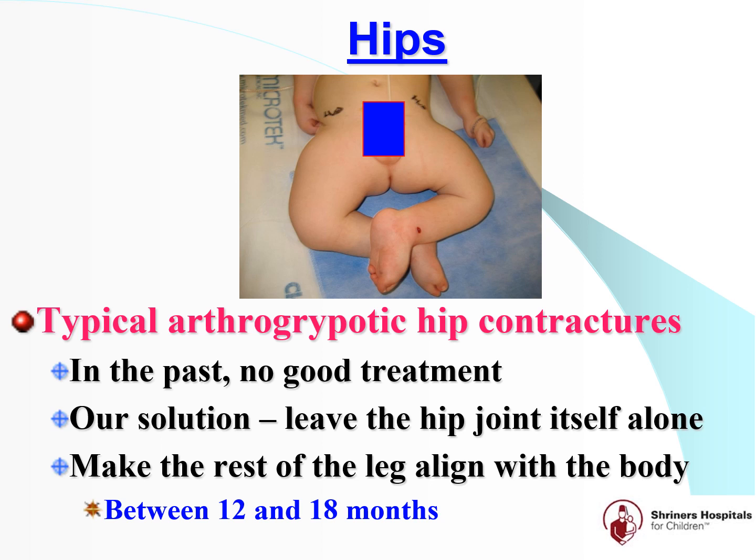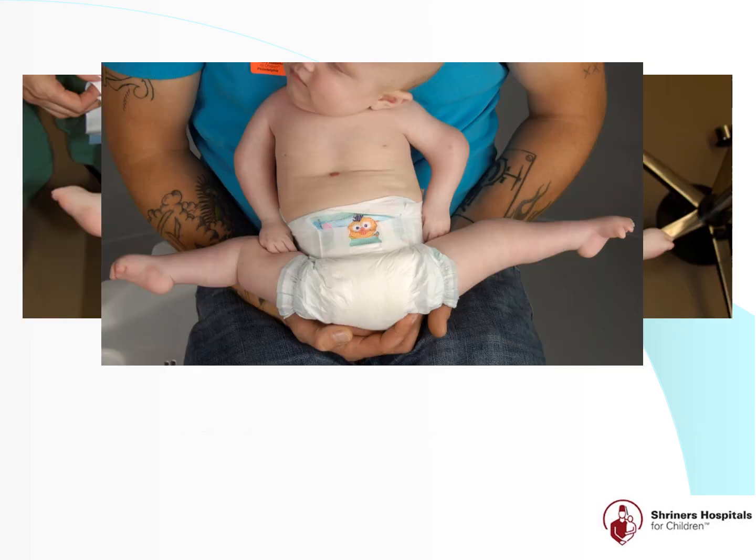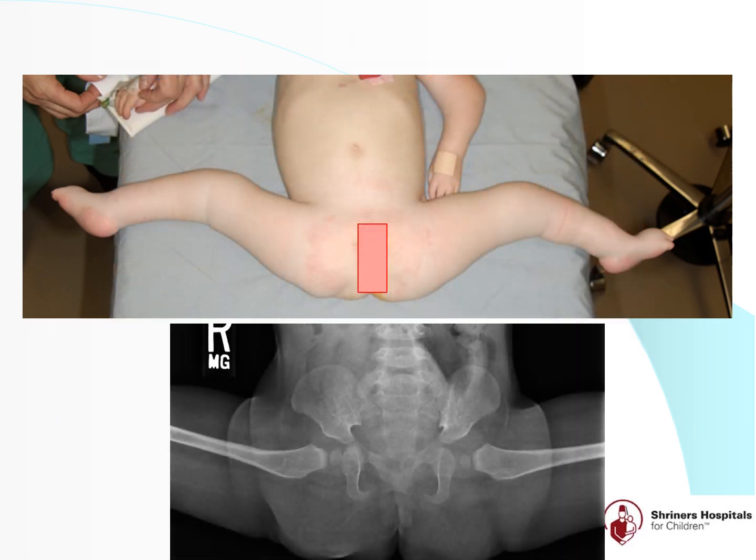The object is to leave the ball of the hip in its current position within the socket, but put the rest of the leg in the best position relative to the body. This puts the knee pointing directly forward. This little girl provides a good example of how the procedure is done. This is how she lay on the operating room table, and an x-ray shows the positions of her hips. Her hips could not be brought down further from that position.